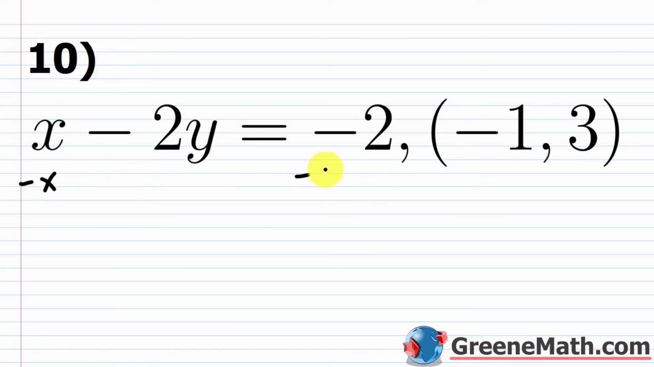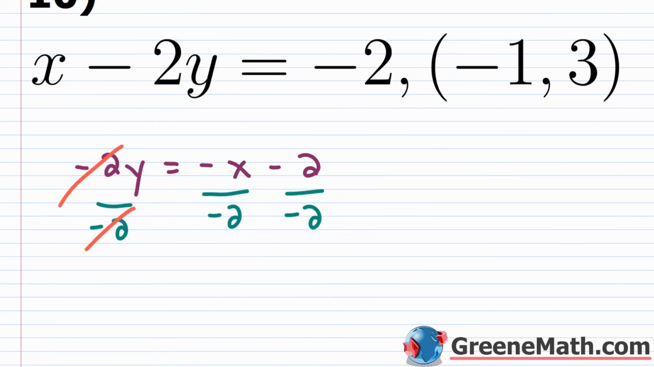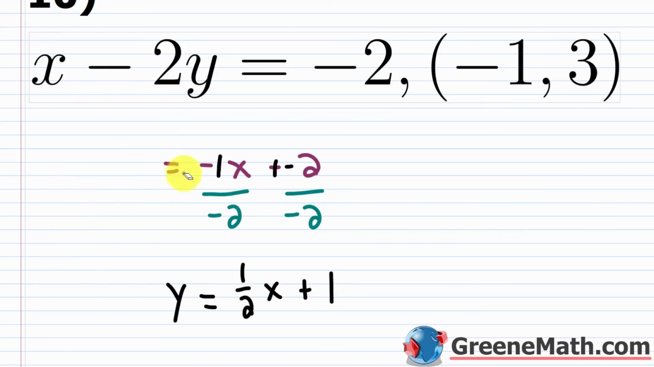So let's subtract x away from each side of the equation. This would cancel away. You'd have negative 2y is equal to negative x and then minus 2. Okay, from here, you want y by itself, so divide everything by negative 2. I'm just going to cancel this right here with this right here. So y is equal to negative 1 over negative 2, that's 1/2, times x. You could say that this is plus negative 2 over negative 2, that's positive 1. So y equals 1/2 x plus 1. That is my slope-intercept form for the line.